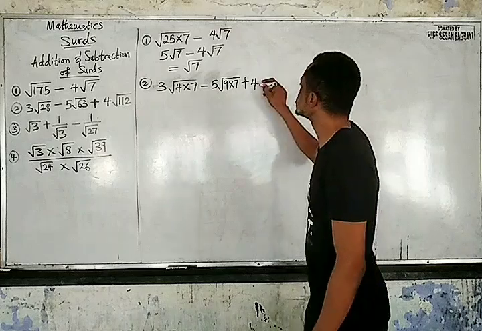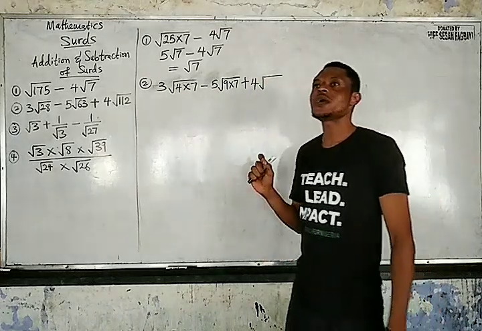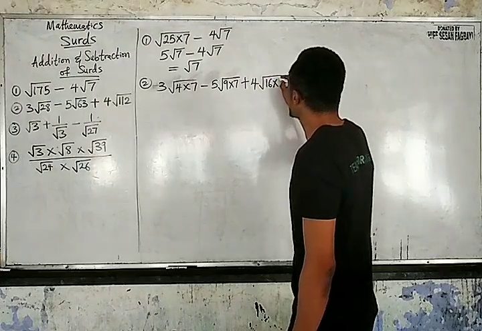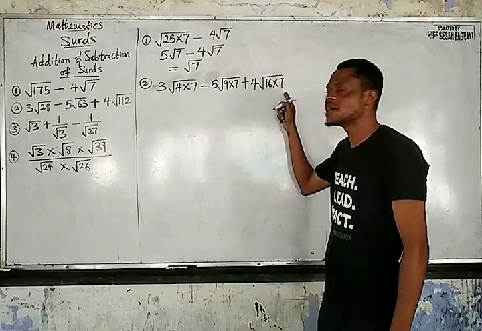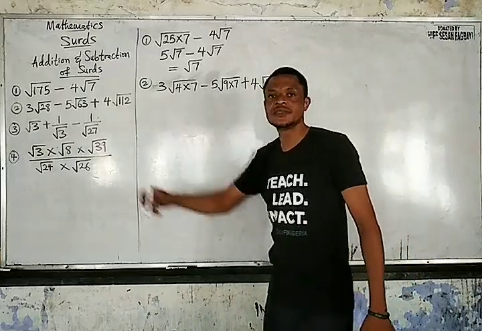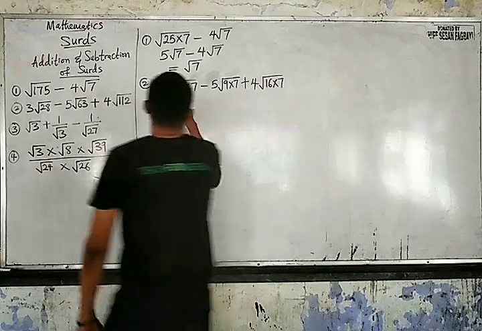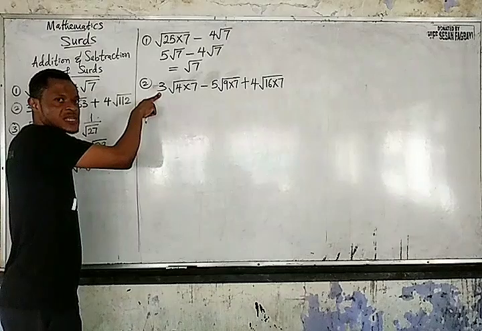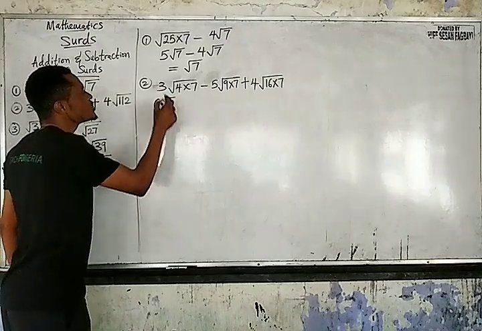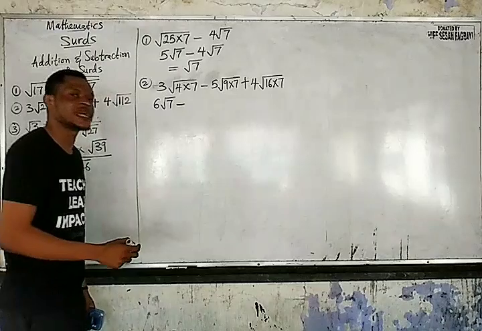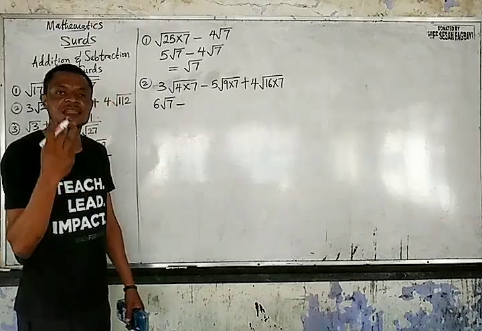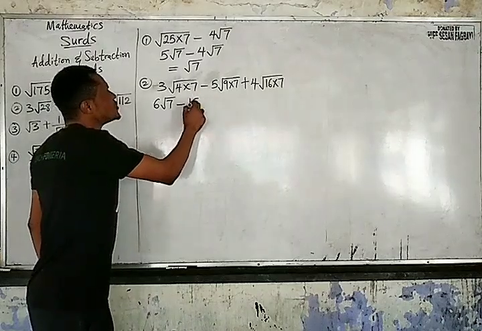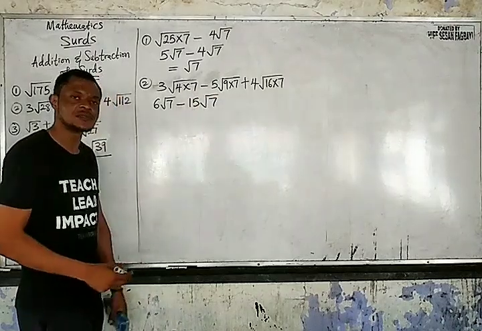Root 112. We proceed by having root 16 multiplied by 7. 16 multiplied by 7 will give us 112. Now, root of 4 is 2. That 2, we multiply it with the 3 outside here, will give us 6 root 7. We have our minus sign. Root 9 is 3. And the 3, you multiply it with this 5, we have 15, still root 7.